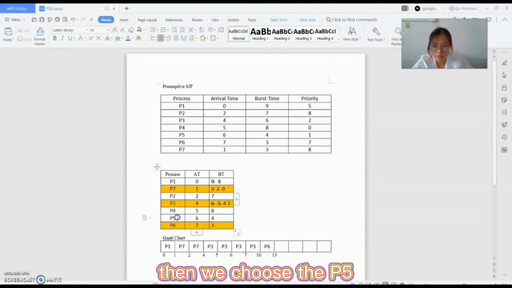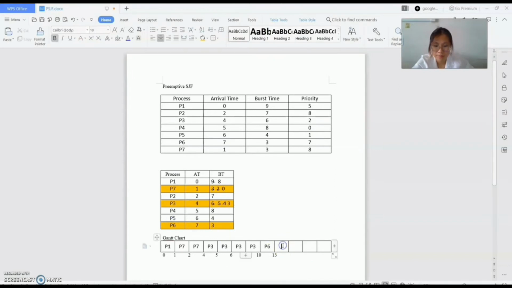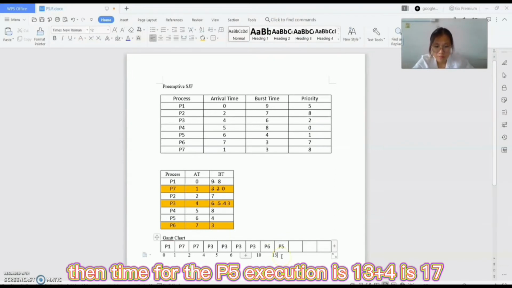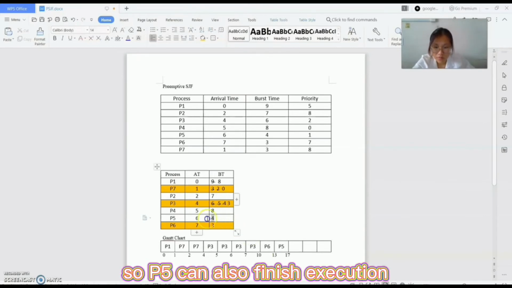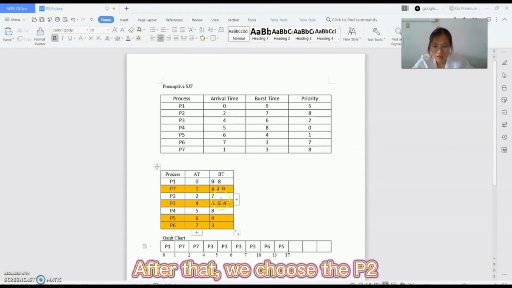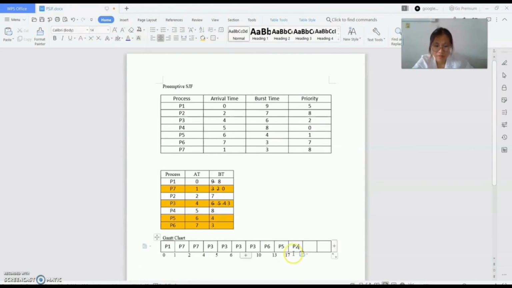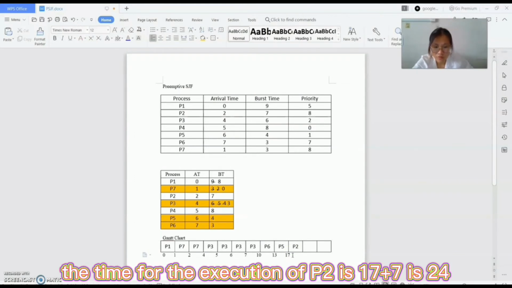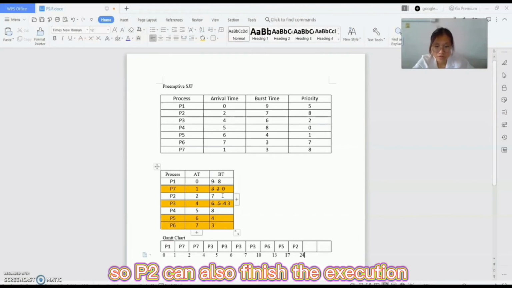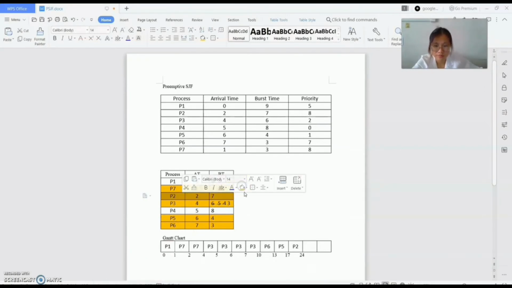Then we choose P5. P5 will be selected. Then the time for P5 execution is 13 plus 4 is 17. So P5 also can finish execution. After that, we choose P2 for the shorter burst time. The time for the execution of P2 is 17 plus 7 is 24. So P2 also can finish execution.